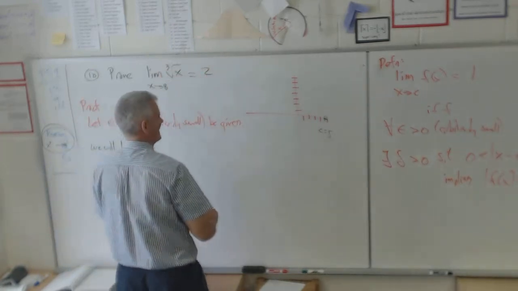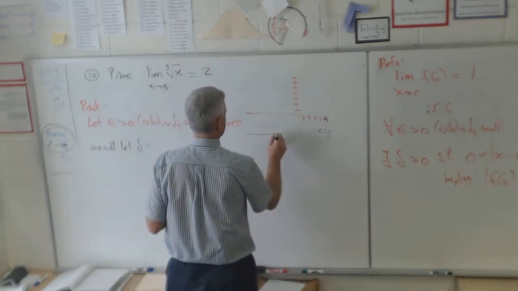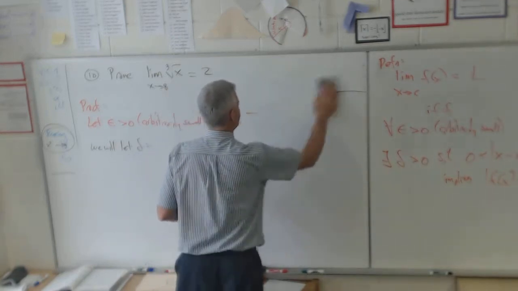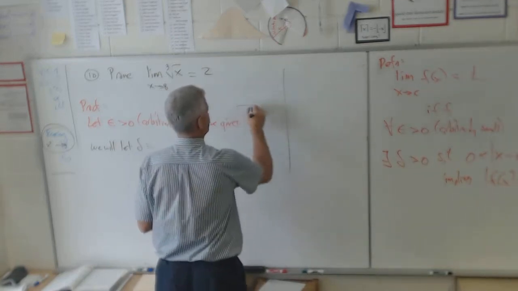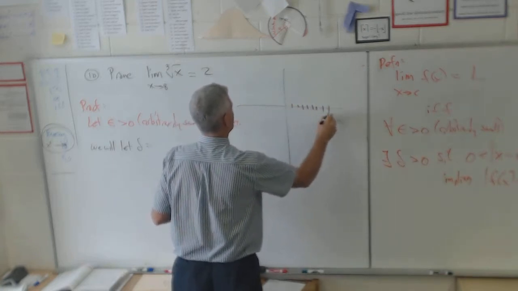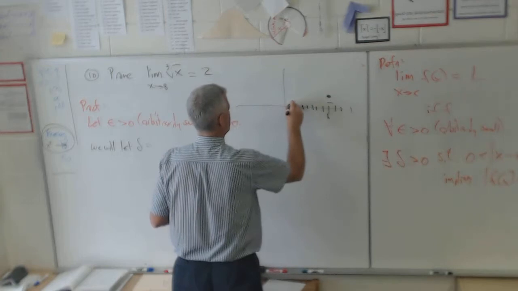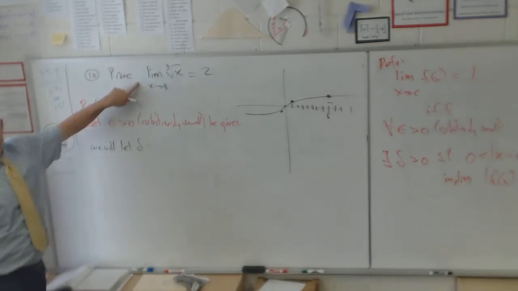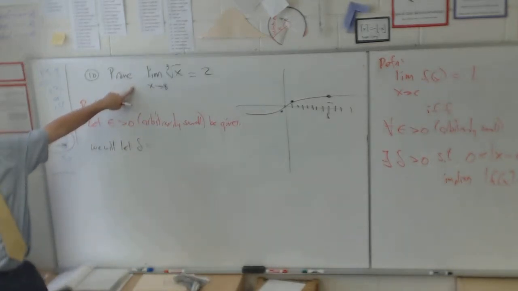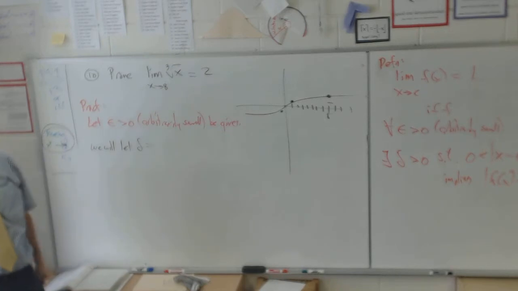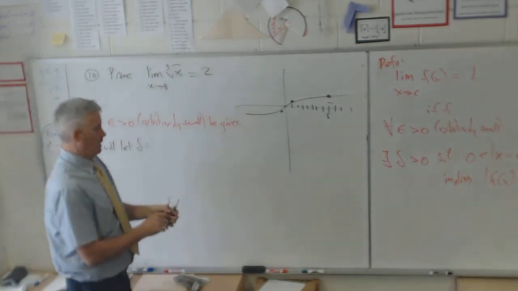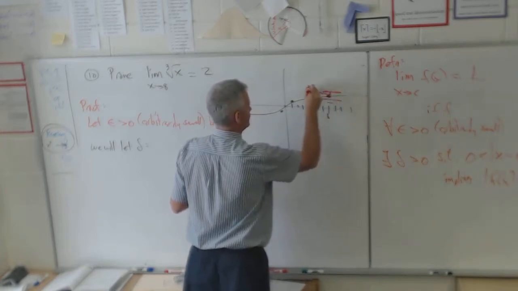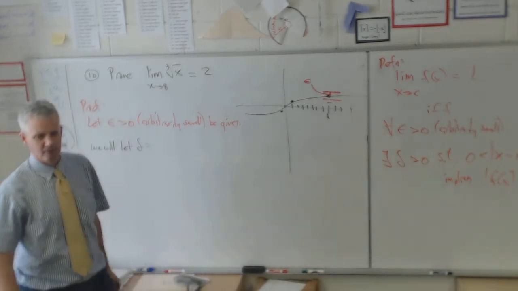Equals 2. Okay? Now if I draw the cube root of x, it looks like this. You guys agree this is true? The limit as x approaches 8 of the cube root of x is 2. And let's prove it. So, someone's assigning an epsilon right here. It could be really, really small.